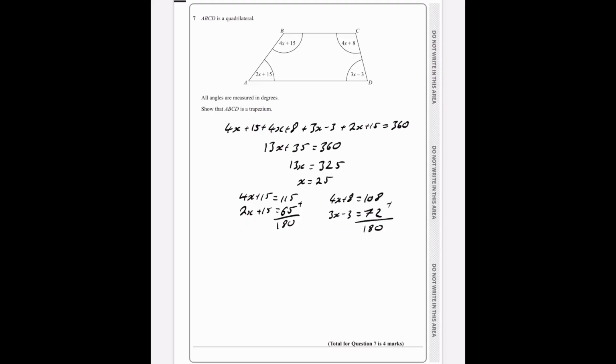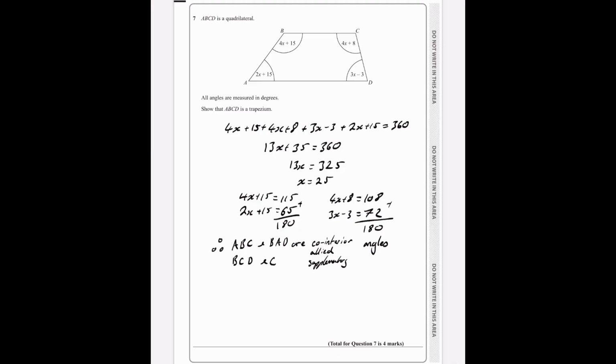Getting 180 in just one of those cases is sufficient for us to conclude that BC and AD are parallel because of, and then whatever you want to call it, they'll accept anything from co-interior, allied, even supplementary angles. The names for the angles sum to 180 on a pair of parallel lines, and that's because of either of those pairs there. So you could do ABC and BAD, or you could have done BCD and CDA.